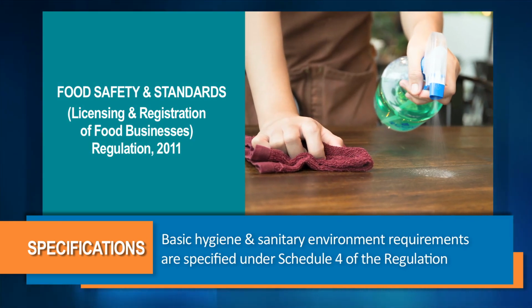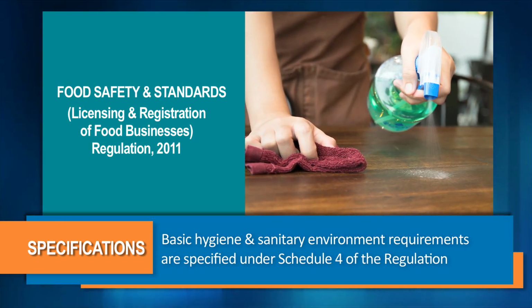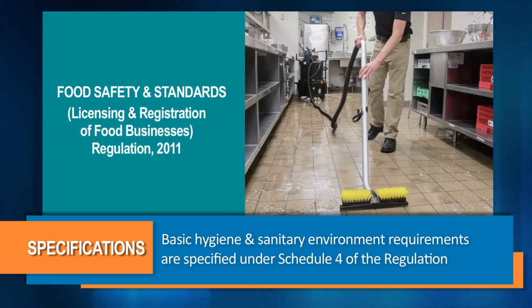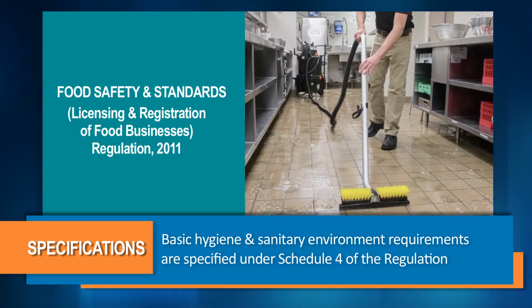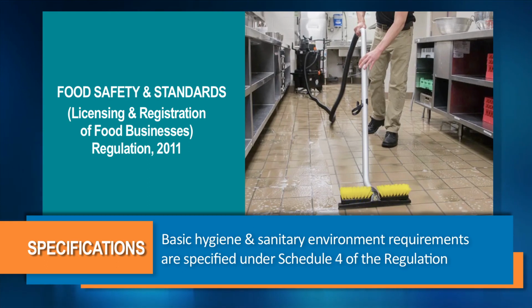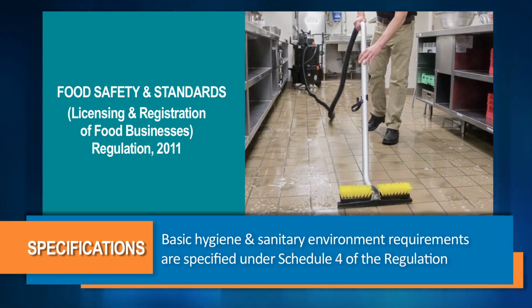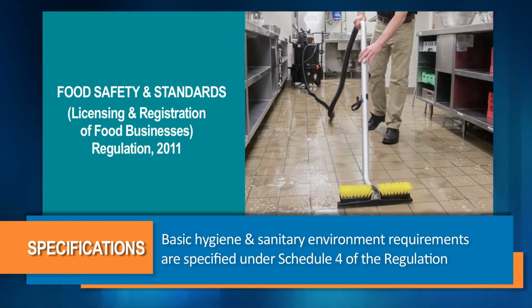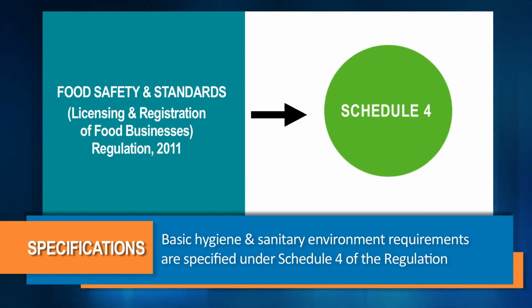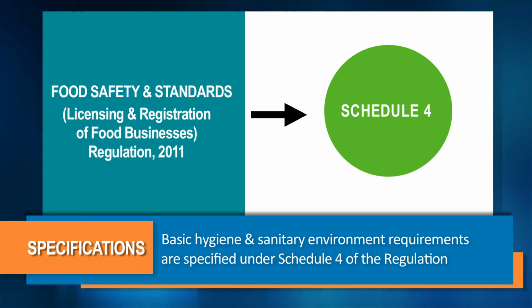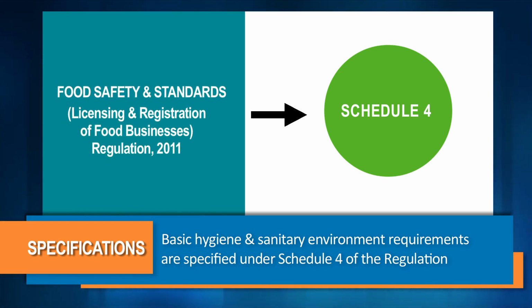Food businesses are also required to maintain basic hygiene and sanitary environment in their premises to ensure food safety. These requirements are specified under Schedule 4 of the Food Safety and Standards, Licensing and Registration of Food Businesses Regulation 2011.